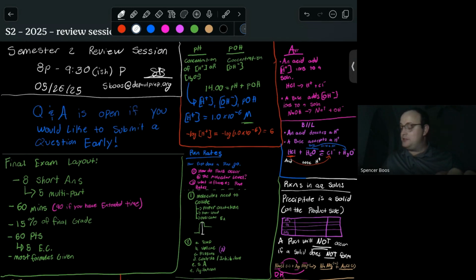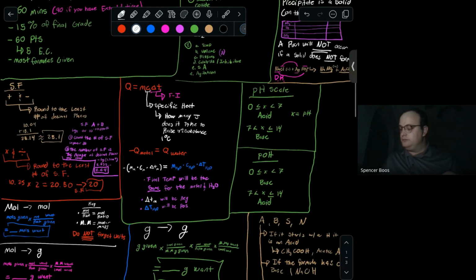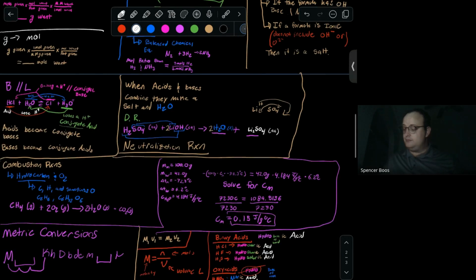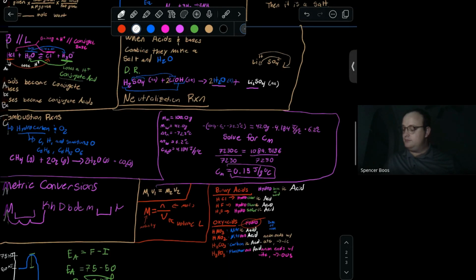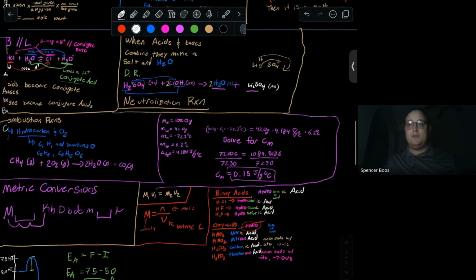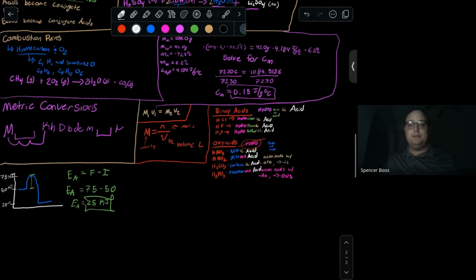So, first page, we're going to scroll down. Second page, third page, and the bottom of the fourth.